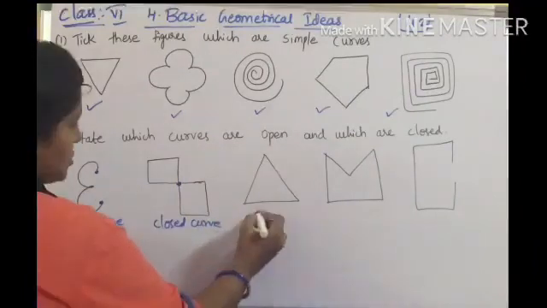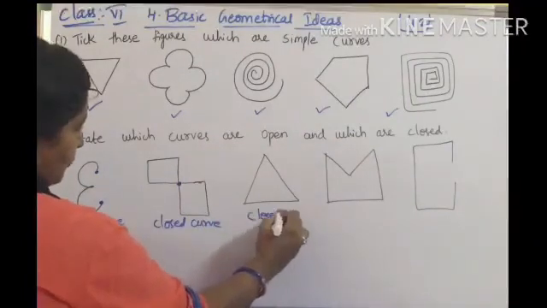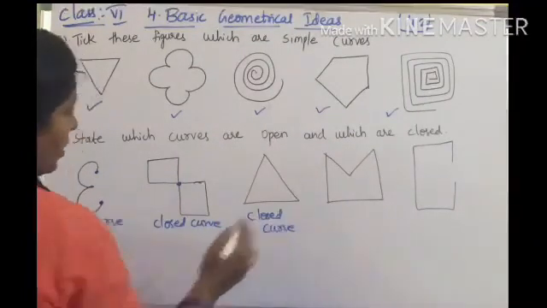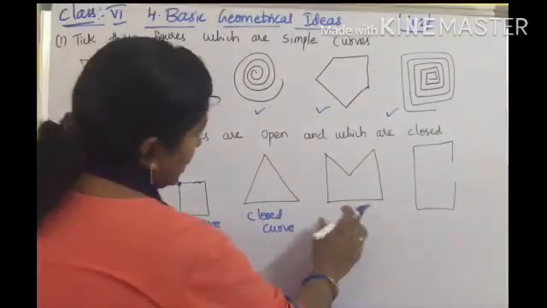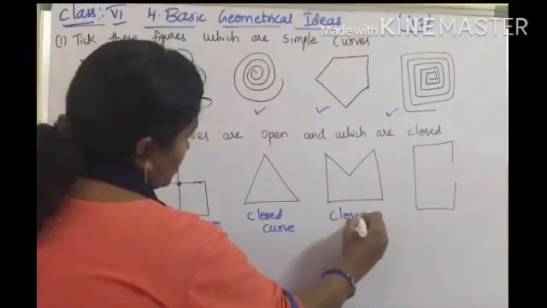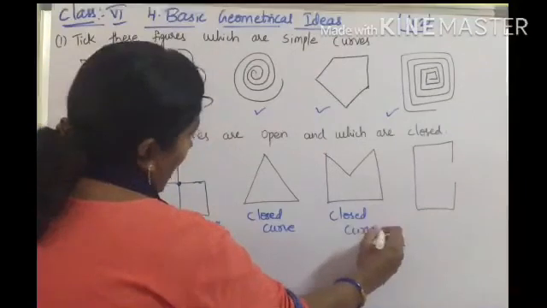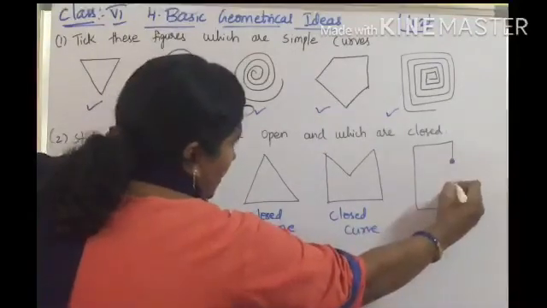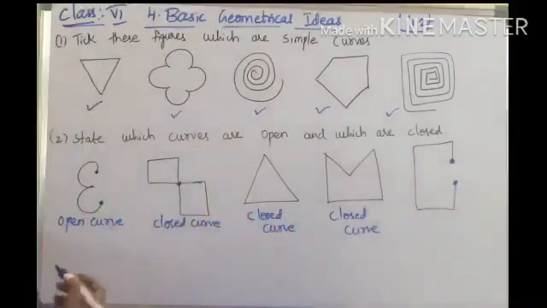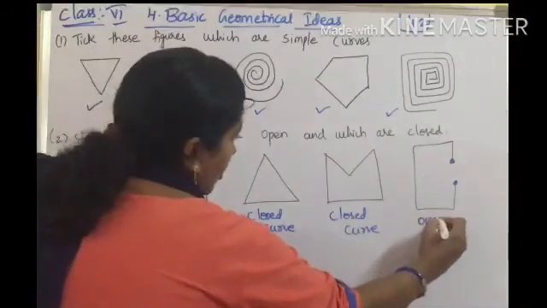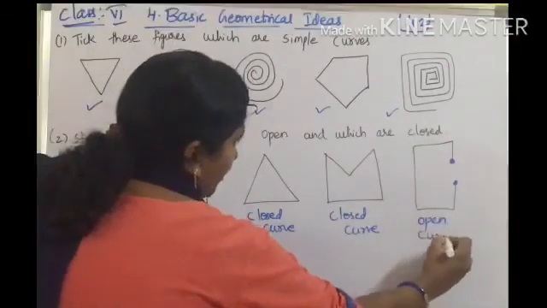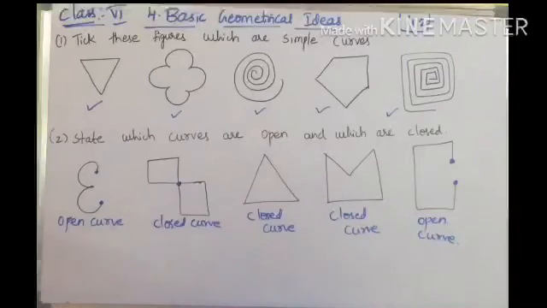And this is also what? Closed curve. Coming to the fourth one, this is also a closed curve. And coming to here, the starting point and end points are not joined. So what is this one? Open curve. Is that clear?